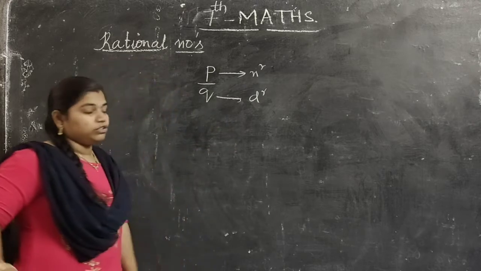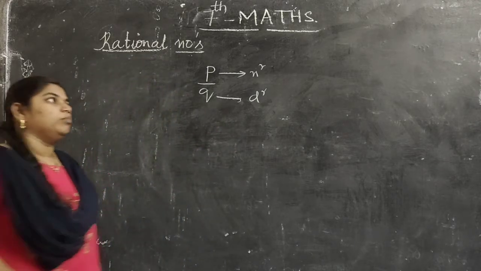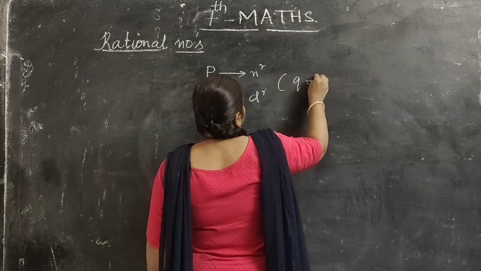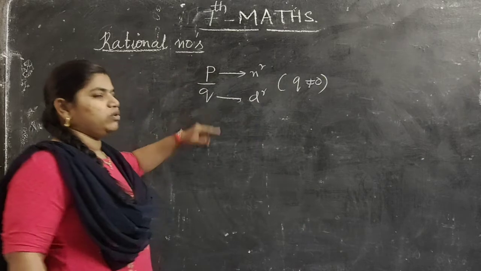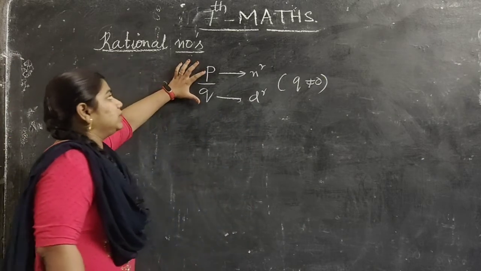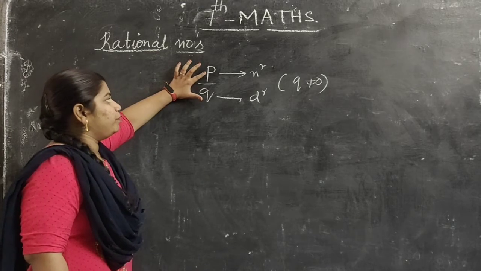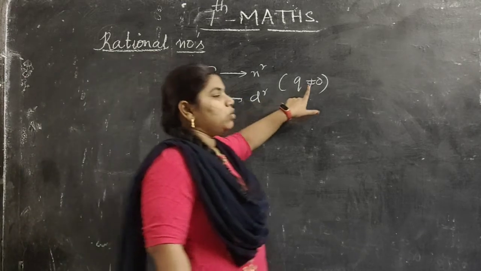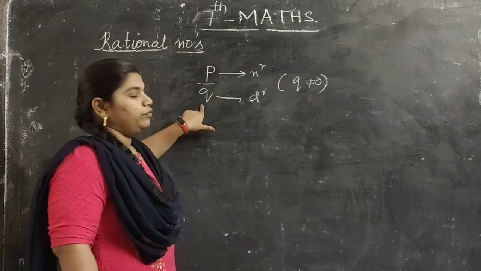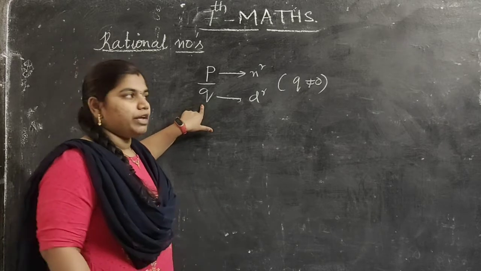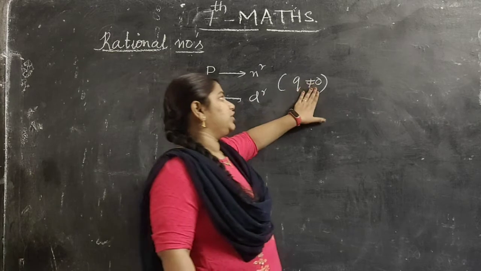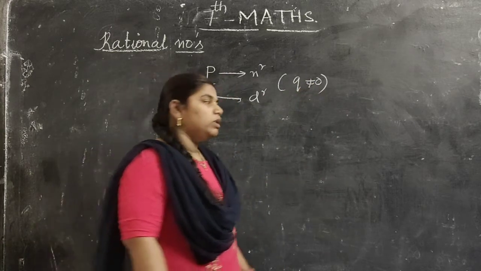So what do you mean by a rational number? A rational number is in the form of p by q, and q is not equal to 0. That means in place of q, instead of 0 it can be any other number. That is our condition, because if you keep 0, it will be not defined. That's why we take the condition as q is not equal to 0.